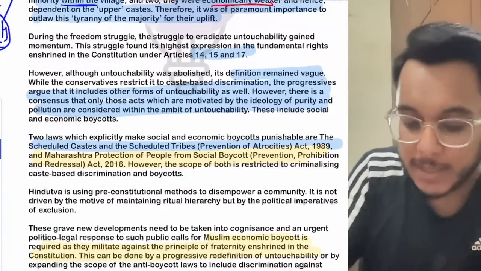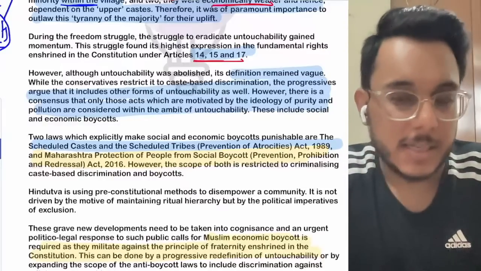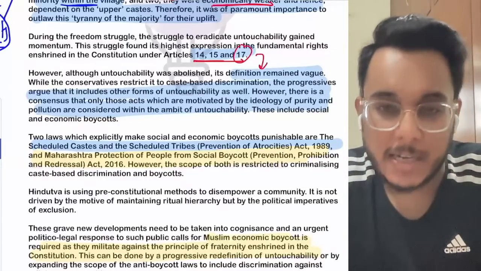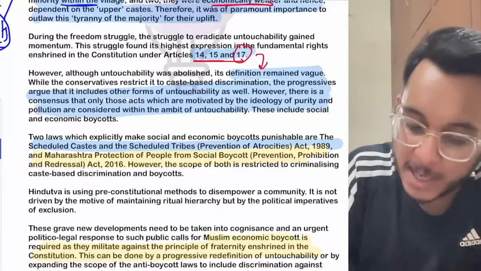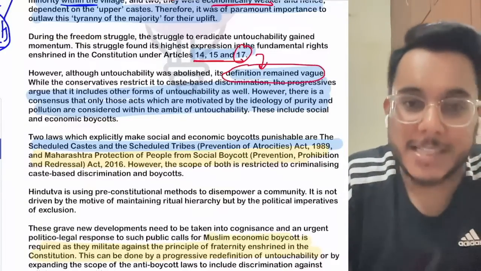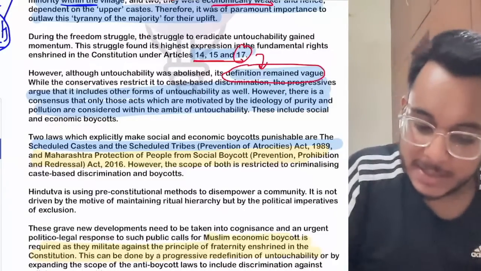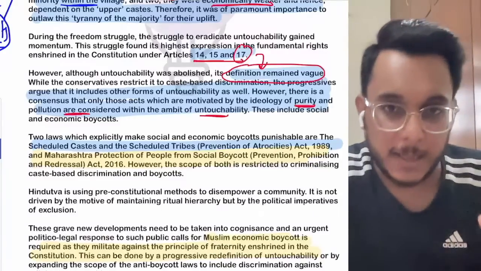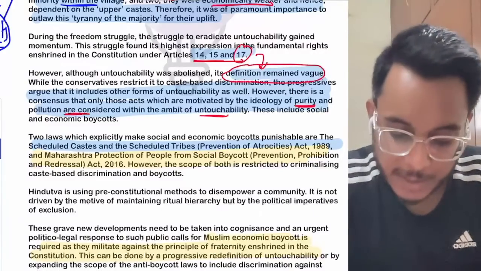Now, when we got independent, through Articles 14, 15, and 17, we tried to tackle this discrimination and untouchability. Particularly Article 17 provided for the abolition of untouchability. But up till now, the definition of untouchability has remained vague. But people have a consensus that wherever purity and pollution come, there untouchability comes. But still, we see untouchability only in the context of religion.